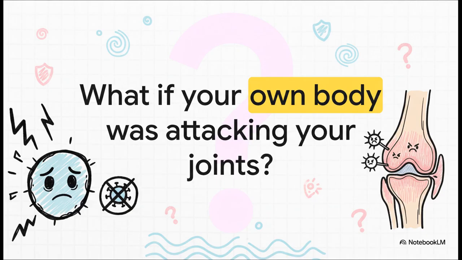What if your immune system, the thing that's supposed to be your personal bodyguard, totally got its wires crossed? Instead of fighting off germs, it turns around and declares war on you. That's not a movie plot. That's the reality of rheumatoid arthritis. It's this bizarre mystery where your own defenses start attacking the very joints that let you move.